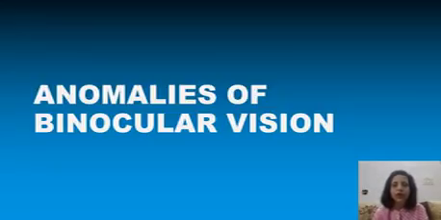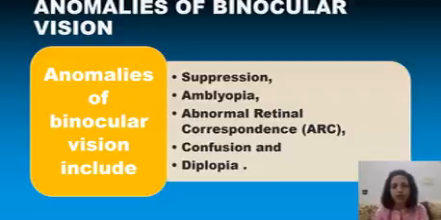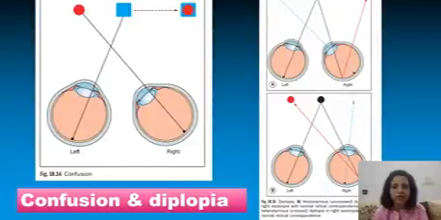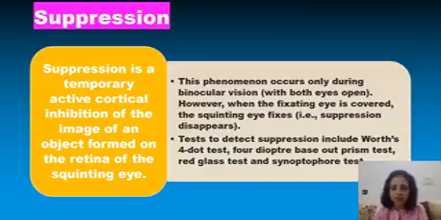Now, what are the anomalies of binocular vision? Anomalies of binocular vision are suppression, amblyopia, abnormal retinal correspondence, confusion, and diplopia. Out of these, amblyopia and diplopia as separate entities, you can have short notes on them. These are the anomalies of binocular vision. This is the slide of confusion and diplopia.